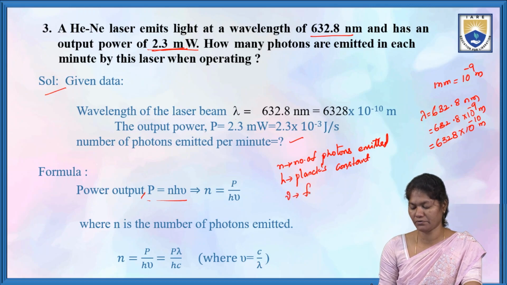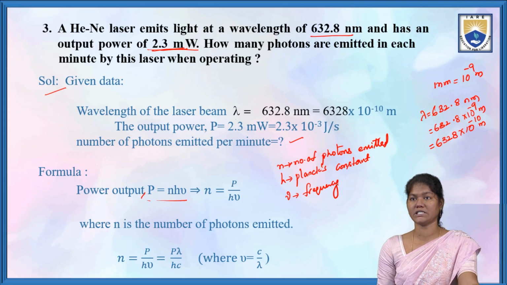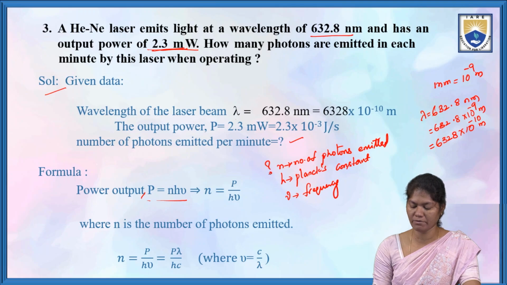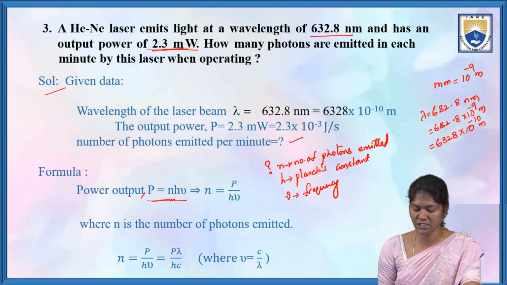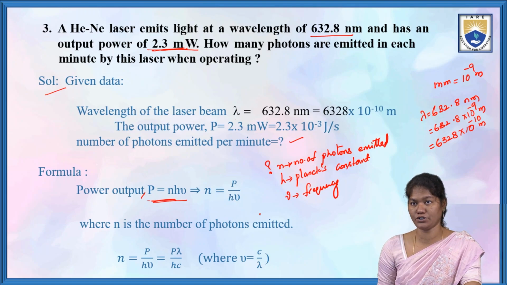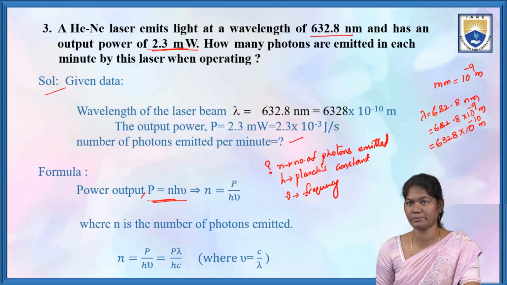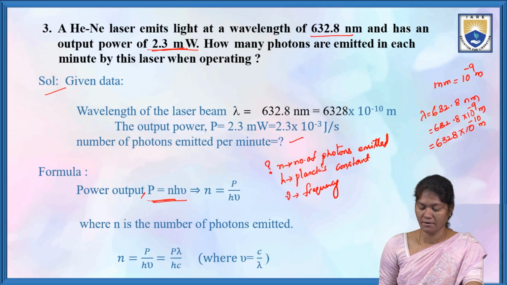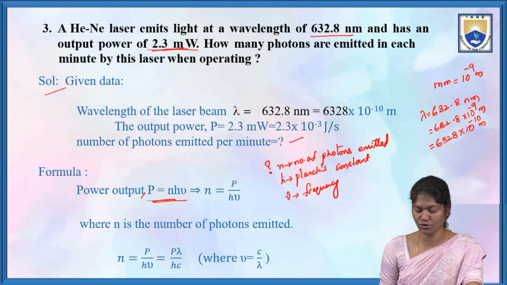Nu is the frequency. So we have to calculate this number of photons emitted. So from this equation, N is equal to P by h nu, the output power divided by h nu, the frequency times the energy of the photon. So N is equal to P by h nu.